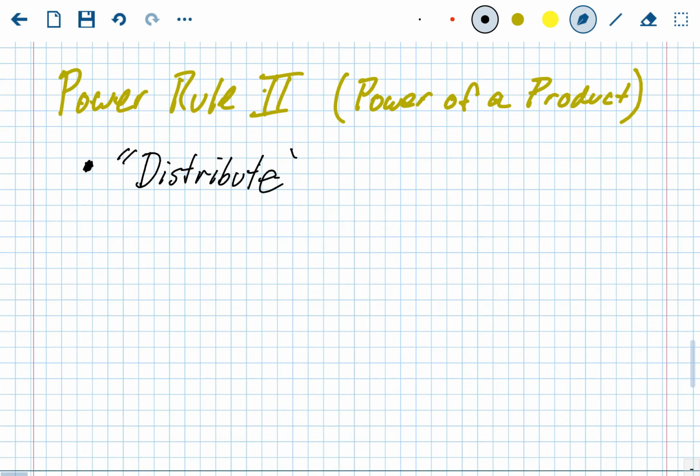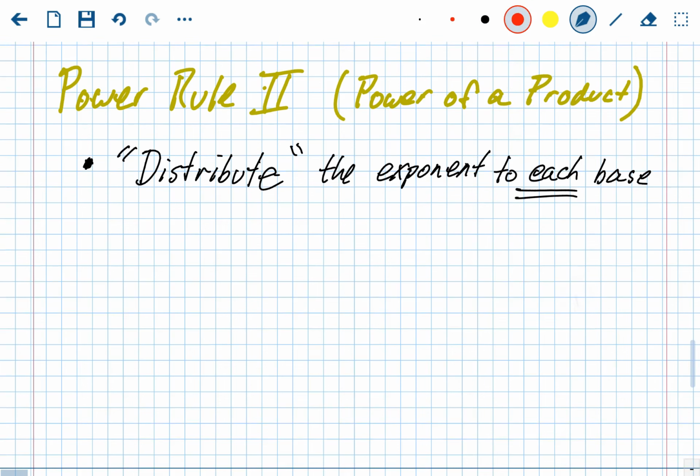You're distributing in the sense of the formal definition. You're kind of handing out. You're giving things to the bases. Okay. We're distributing the exponent to each base. So again, this is not the distributive property. It's the definition version of distribute. Okay, so we're passing out an exponent to every single base.